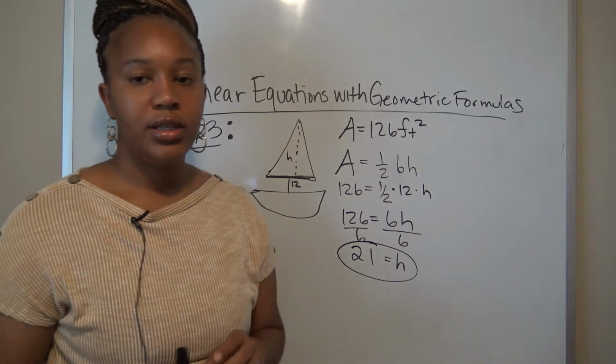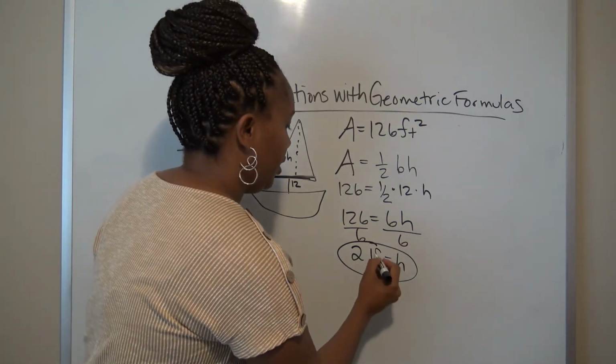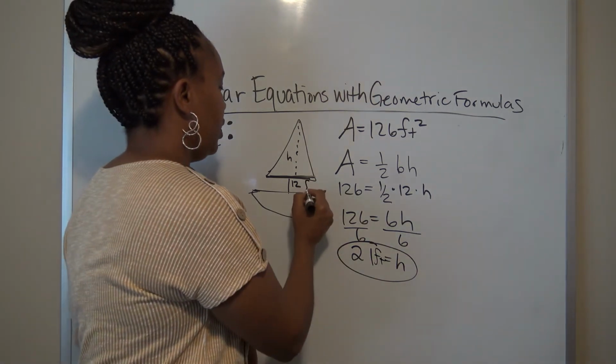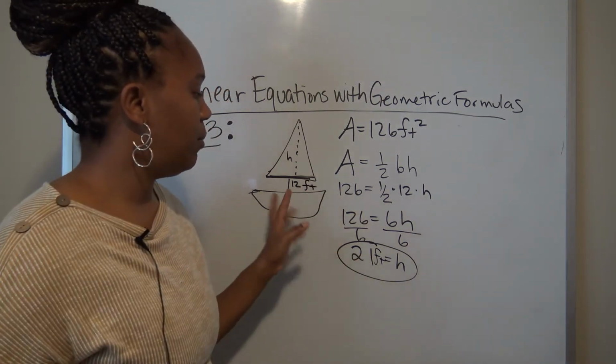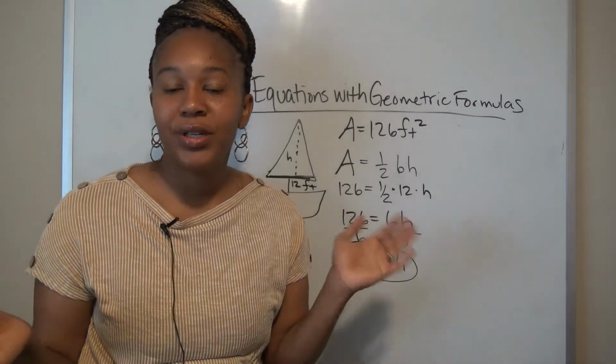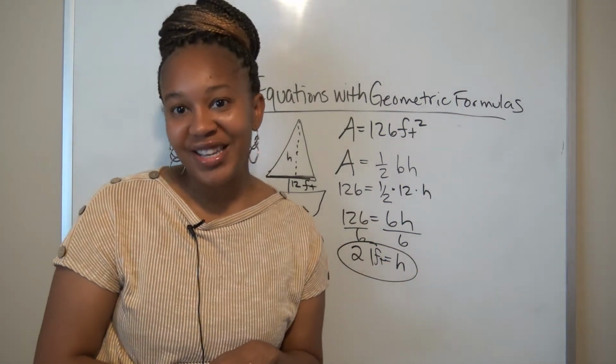So the height is 21 feet, and that will be feet because the area was square feet. So your height would be 21 feet. And you can multiply those and divide by 2 to see if you get 126, and it actually works out. And that's how you would solve that problem. Let's look at another one.